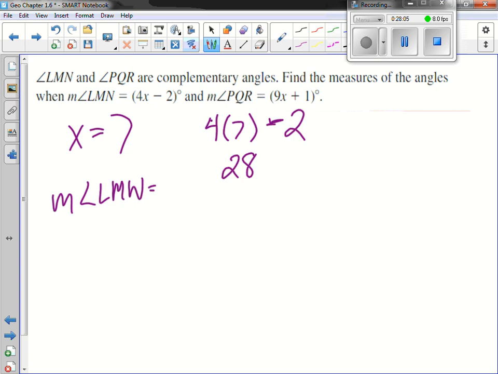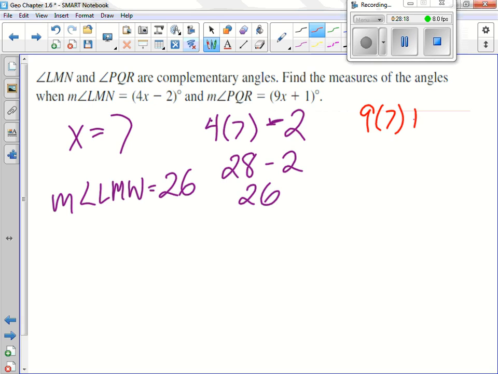So we should have 4 times 7 minus 2. 4 times 7 should give us 28. Minus 2 should give us 26. And then we'll have to do 9 times 7 plus 1. 9 times 7 is 63. Plus 1 is 64.